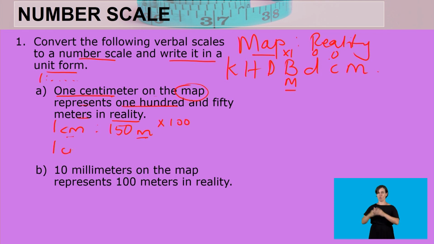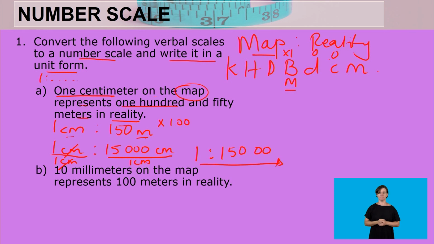Then we have 1 centimeter is 2. 150 times 100, what does it give us? It will give us 15,000 centimeters. Now our units are the same, but remember a scale does not have units at the end. So we divide both sides by 1 centimeter. This means all of this will give us 1 on our left hand side, and on our right hand side we'll have 15,000. So this is the scale written in unit form.